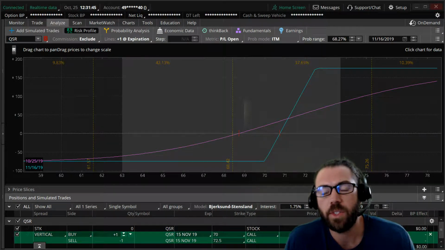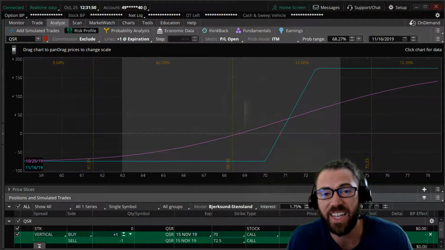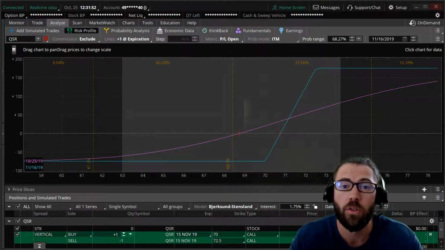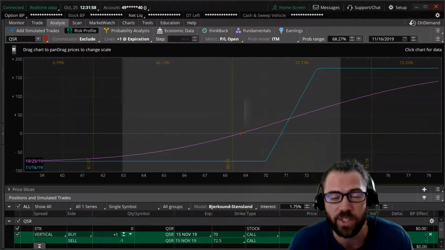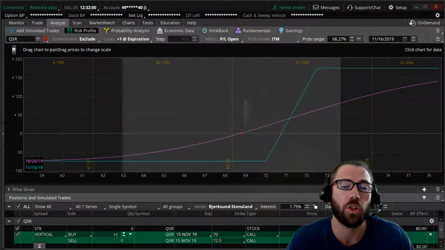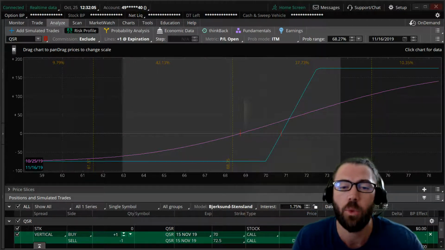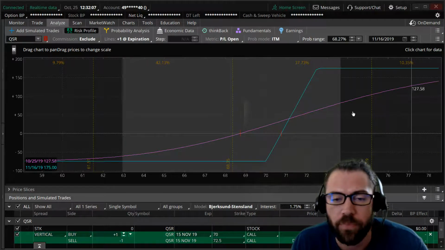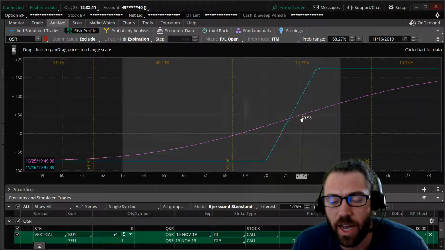Hey traders, Lance here. We're going to go over one of my favorite option strategies in trading, especially for binary events like earnings. So the stock I'm looking at is QSR Restaurant Brands. I'm going to look to buy a call and to sell an upside call. We call that a bull call spread. So I'm looking at the November 70, 72.5 call spread.